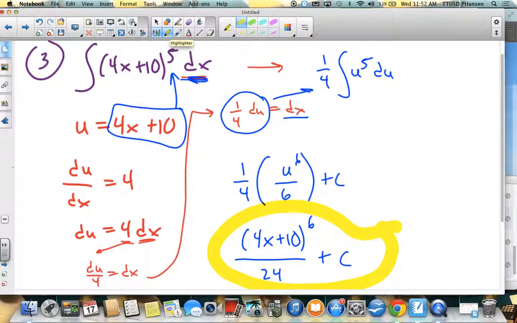You should take the derivative of that just to make sure that it matches up and you get back to the original integrand. See if you have the right answer.